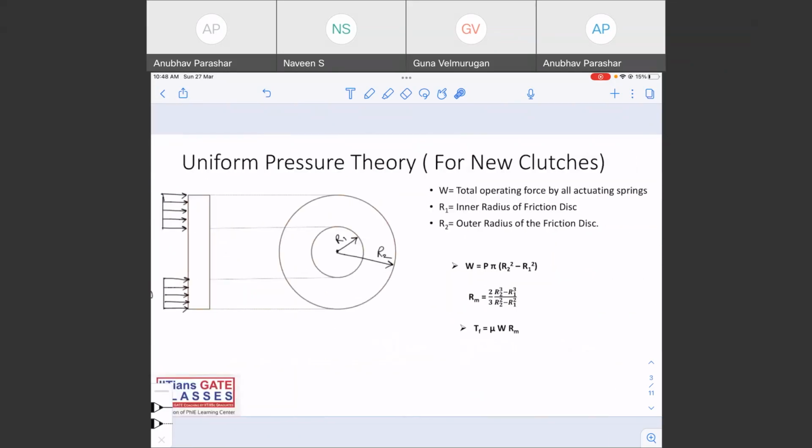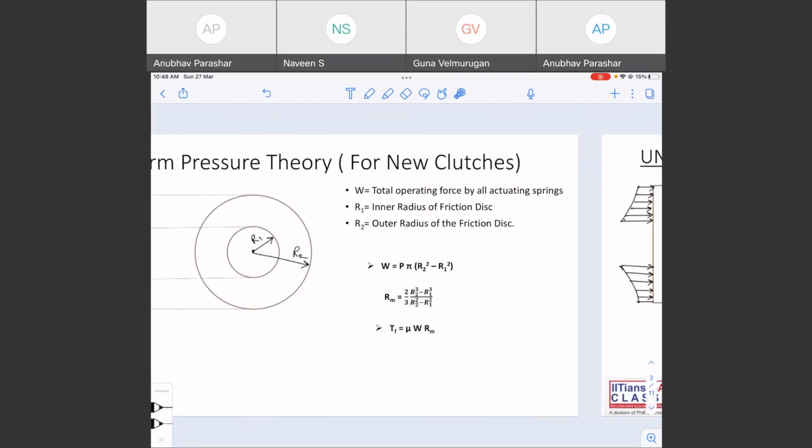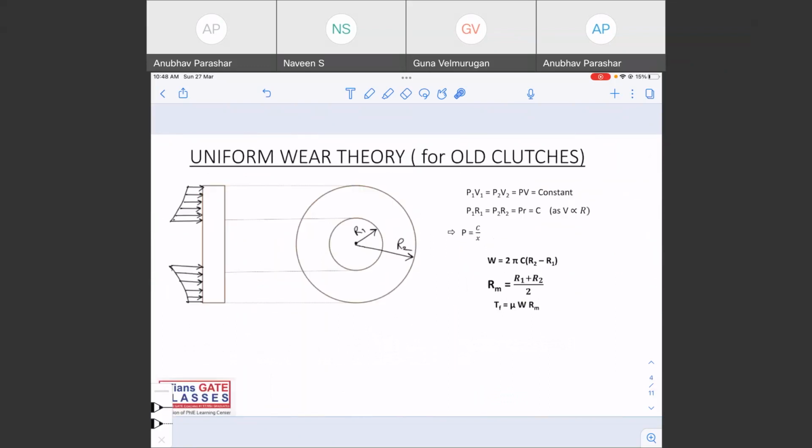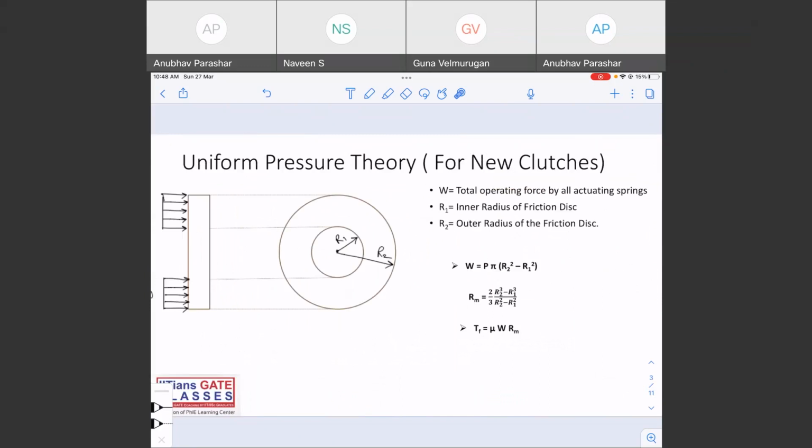Now the clutches are designed on the basis of two theories: the uniform pressure theory and the uniform wear theory. Uniform pressure theory is for new clutches.